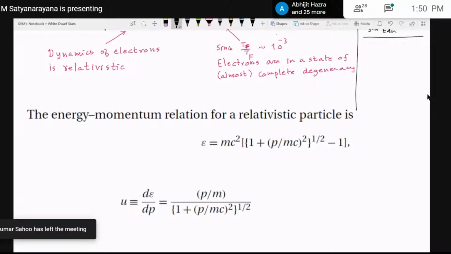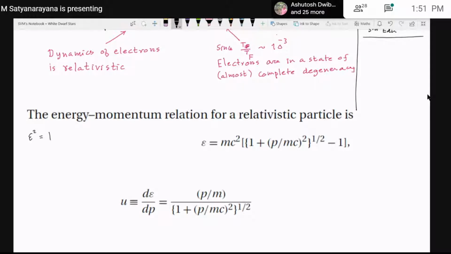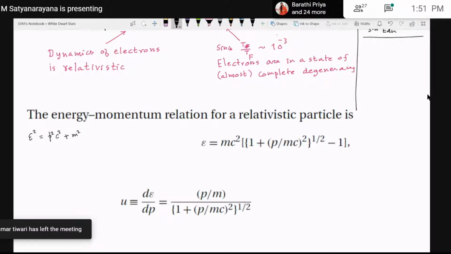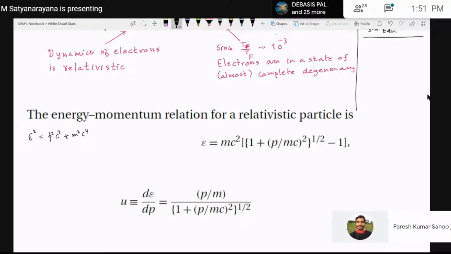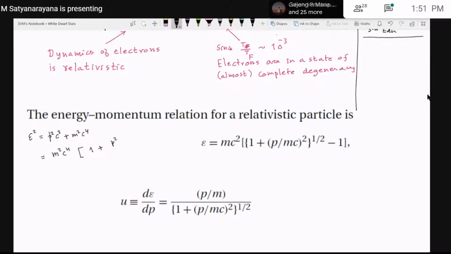So the energy momentum relation for a relativistic particle is given by this. Normally you have this energy momentum relation, that is E squared is equal to p squared c squared plus m squared c to the power 4, correct? So you can write this as m squared c to the power 4 times, if you pull that out, 1 plus p squared by m squared c squared. So this is your relation. So your epsilon is equal to mc squared into the square root of 1 plus (p by mc) the whole squared. Okay, so this is the total energy.